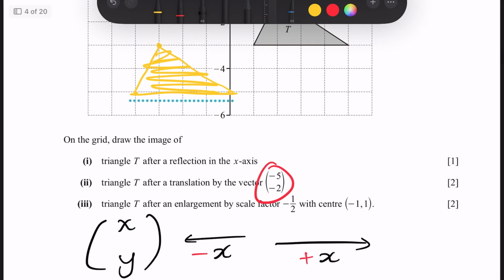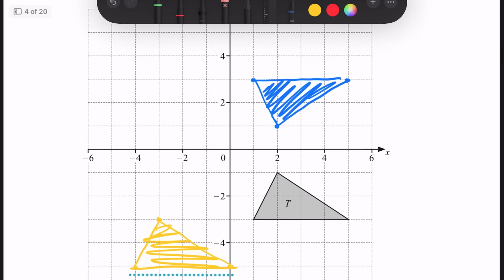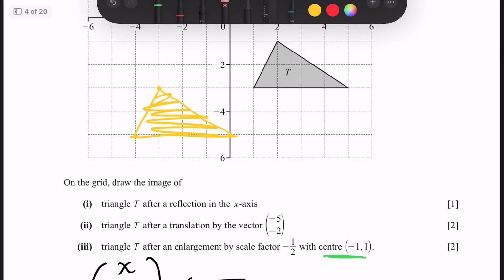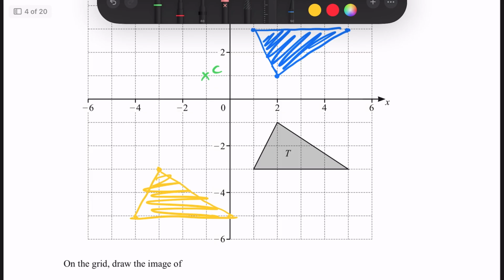Now part III says to draw the triangle T after an enlargement by scale factor -1/2 with center (-1, 1). So let's first draw out the center of enlargement of this triangle, which is (-1, 1). So it's over here. This is our center of enlargement. Now the next step is to see the scale factor. In this case, it's -1/2, which means that it becomes inverted and its size becomes half.